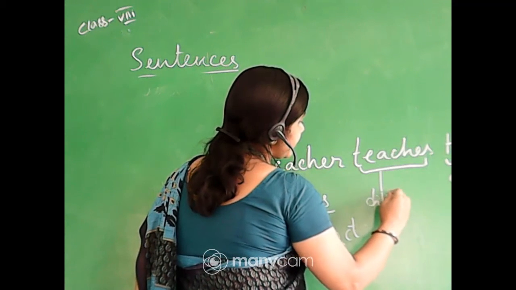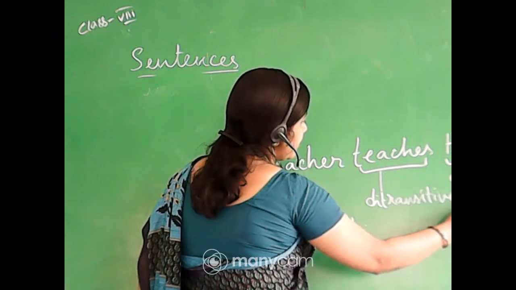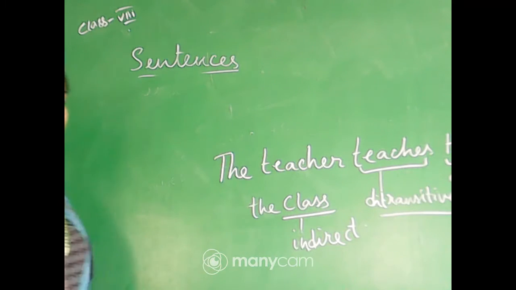Okay, this kind of verbs are called the ditransitive verbs. Verbs having two objects. Transitive verbs which has two objects are called ditransitive verbs. Okay.